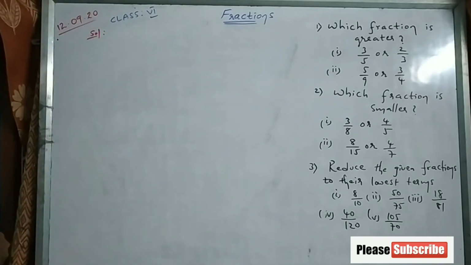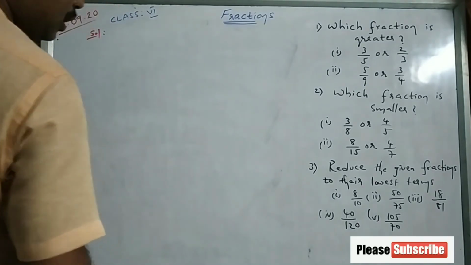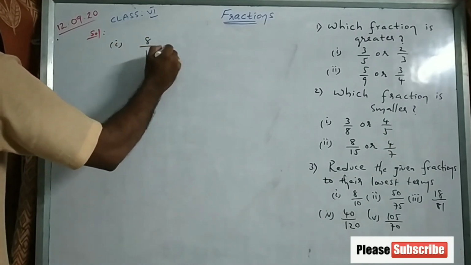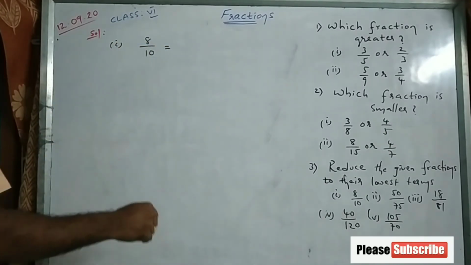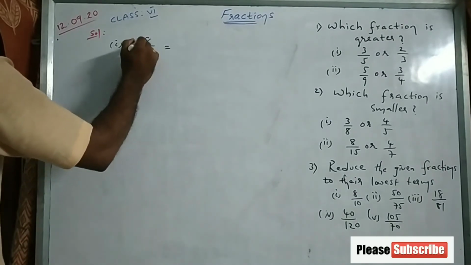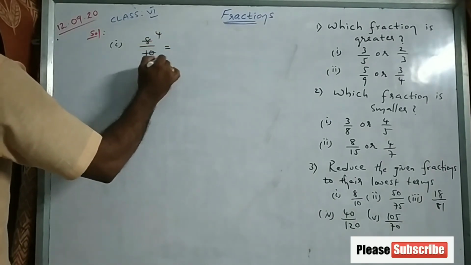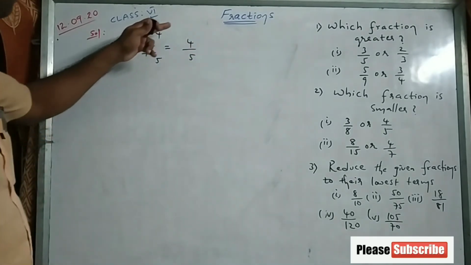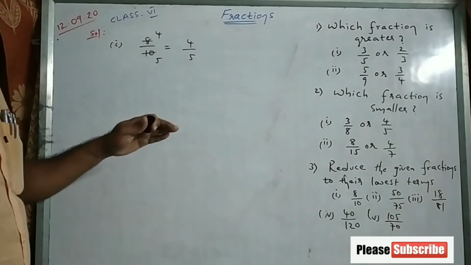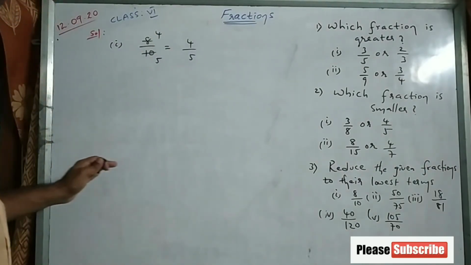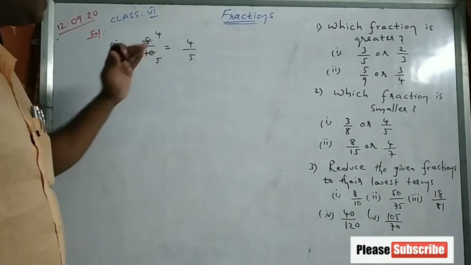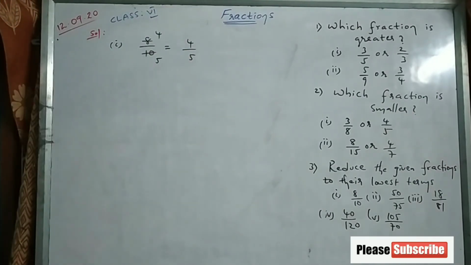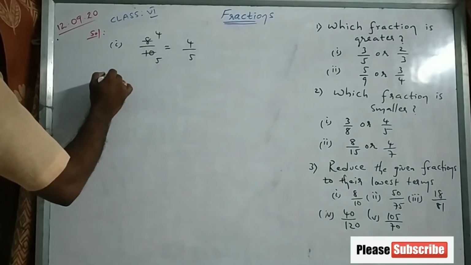Third one you see now. Third one is easy. Reduce the given fractions to their lowest terms. Take 8 by 10. Simple. You have to cancel the common number. Can we take 2 here? 2 4s are 8, 2 5s are 10. So what is the lowest terms of the given fraction? 4 by 5. There should be no further simplification. That is called simplified form. When do we say a fraction is in simplified form or lowest terms? If there is no common factor, no cancellation, that is called a simplified form.